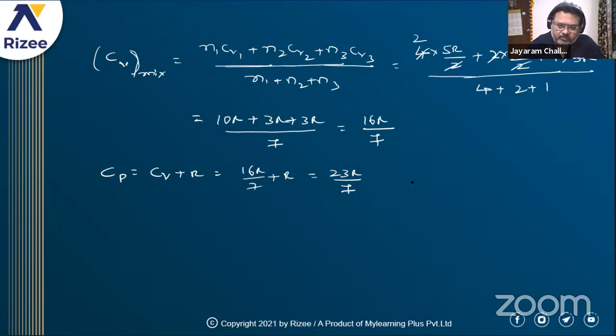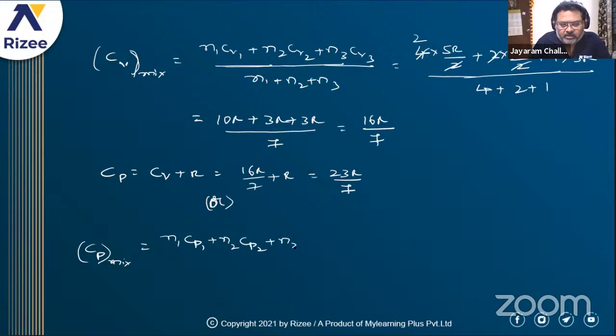You can solve this question, or directly you can write the Cp relationship, that is, Cp of the mixture is equal to the number of moles of the first gas times Cp of the first gas, plus number of moles of the second gas times Cp of the second gas, plus number of moles of the third gas times Cp of the third gas, divided by the total number of moles of the mixture, that is N1 plus N2 plus N3.